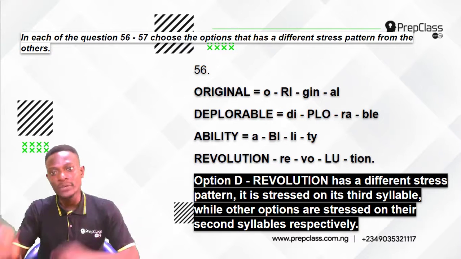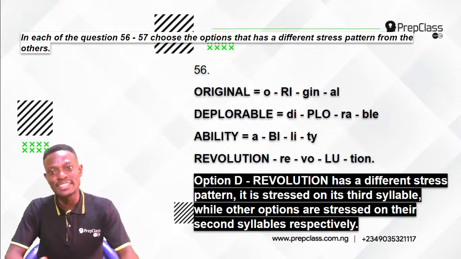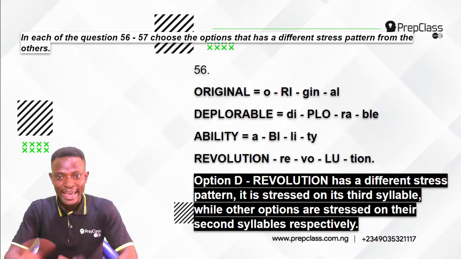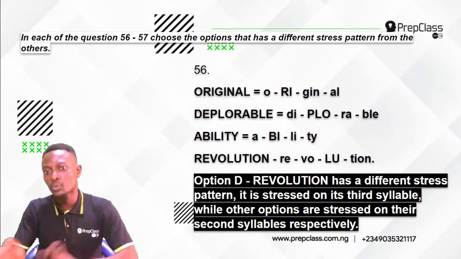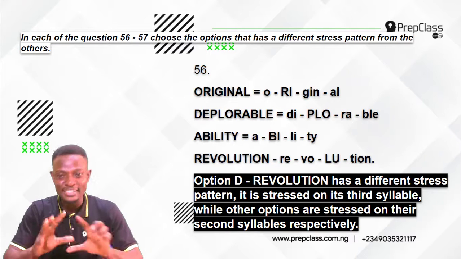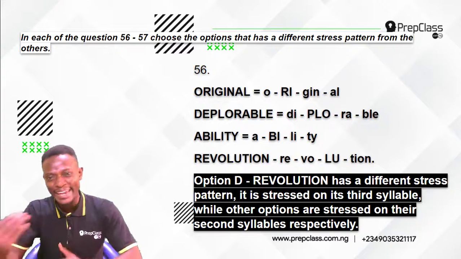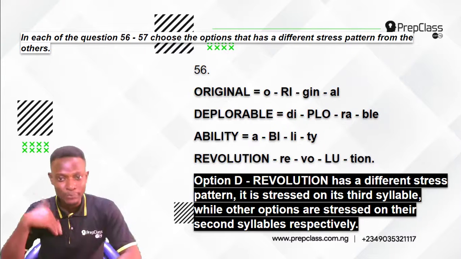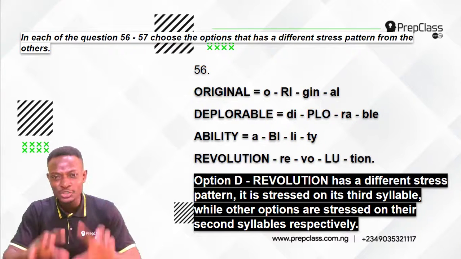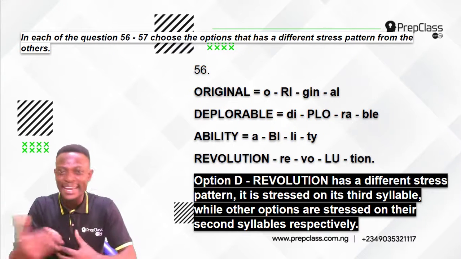Option B, deplorable. Now when you look at deplorable, the stress also falls on the second syllable from the beginning of the word and the third syllable from the end of the word. Option C, ability. Ability has the stress on the second syllable from the beginning of the word and the third syllable from the end of the word. Option D, revolution. Revolution has the stress on the third syllable from the beginning of the word and the second syllable from the end of the word.